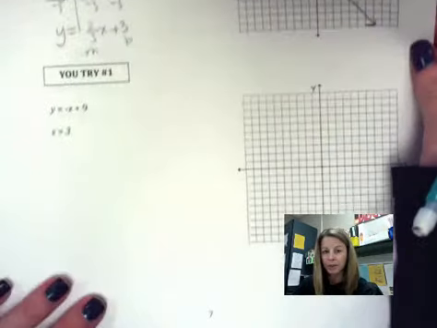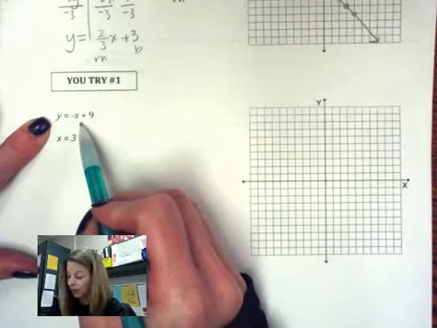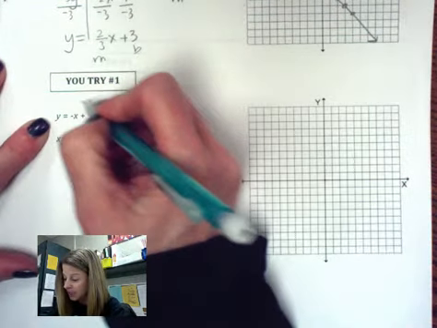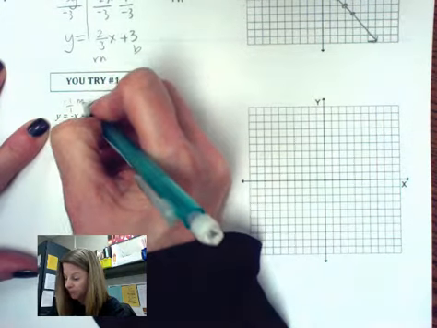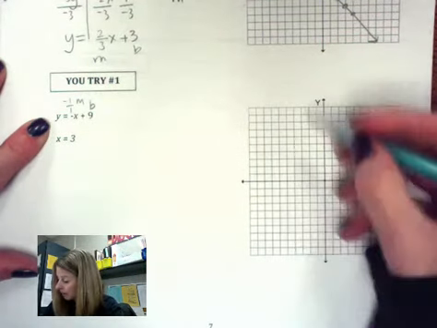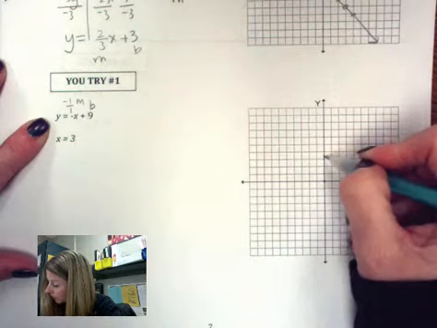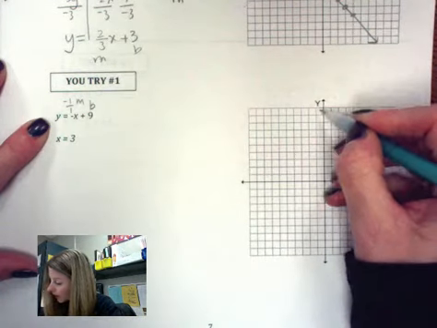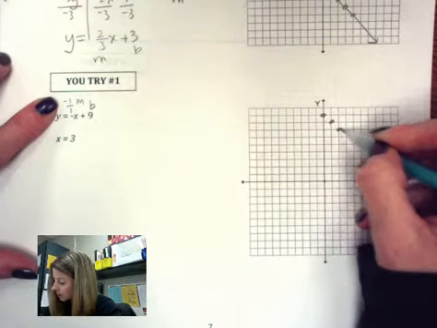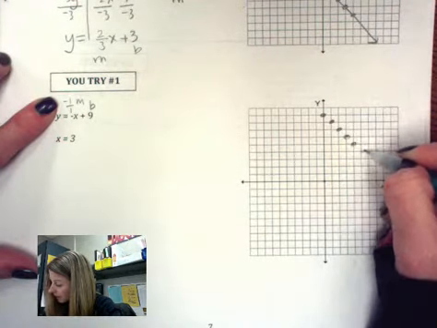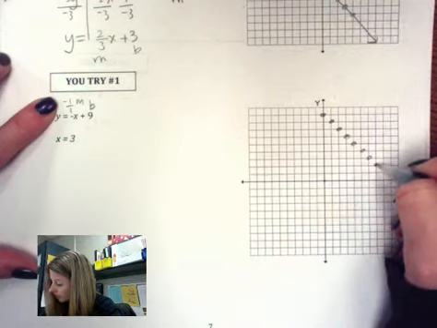Number 2, we've got two equations. The first one is in slope-intercept form, so I can go ahead and graph. My 9 is b. Negative x, that's the same as negative 1 over 1. There's my m. So I'm going to go up to 9. 3, 4, 5, 6, 7, 8, 9, and then I'm going to go down 1 over 1, down 1 over 1. So I can see my line is going this way.